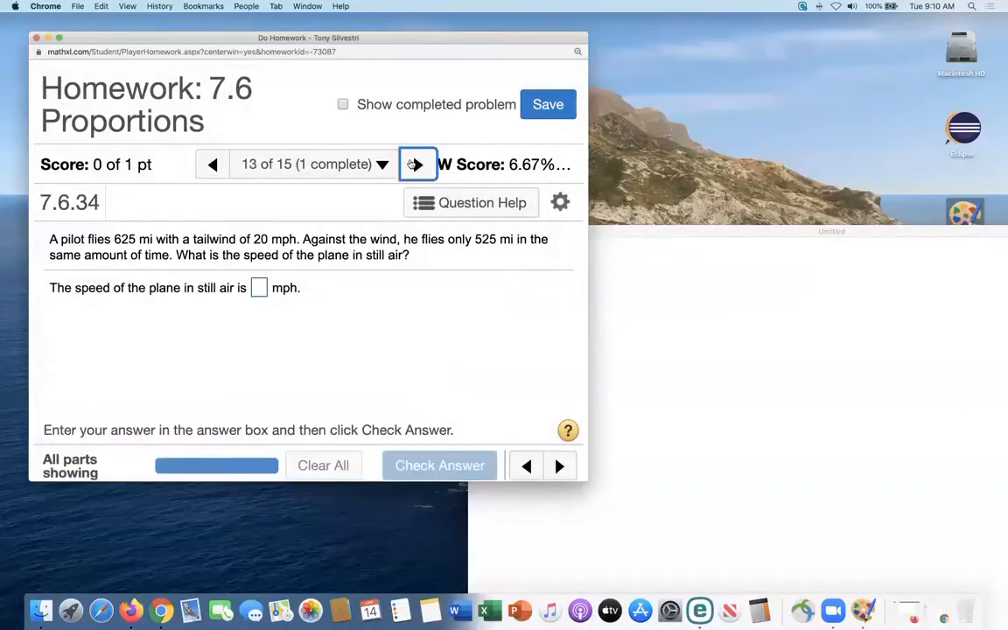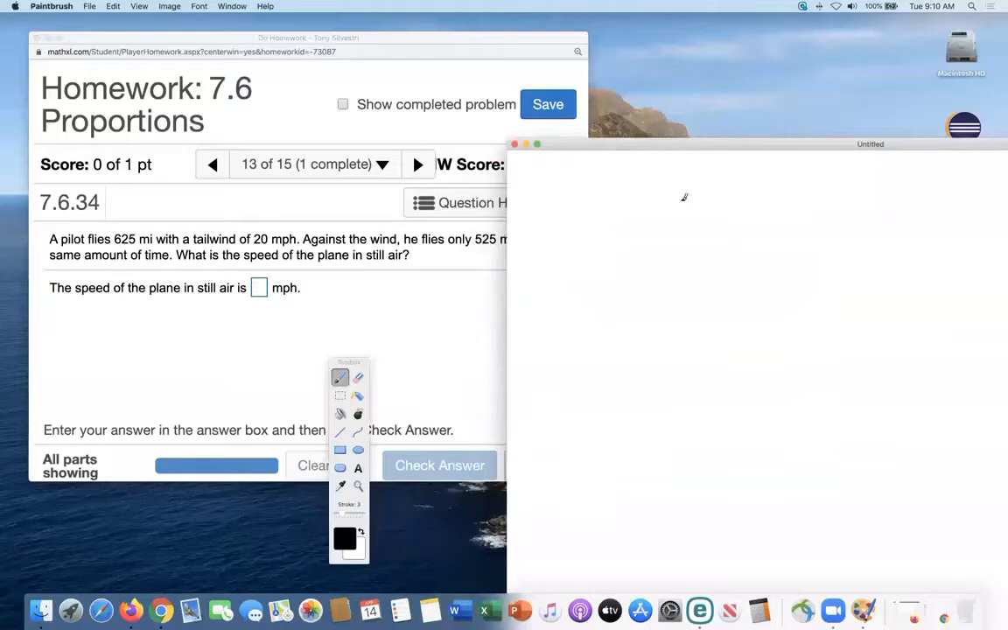Next problem. Okay. And now we've got planes. A pilot flies 625 miles with a tailwind of 20 miles per hour. And against the wind, he flies only 525 miles in the same amount of time. So what's the speed of the plane? Basically what's happening is you've got this plane. That's supposed to be a plane. The wind is pushing the plane. The plane naturally wants to fly at a certain speed.